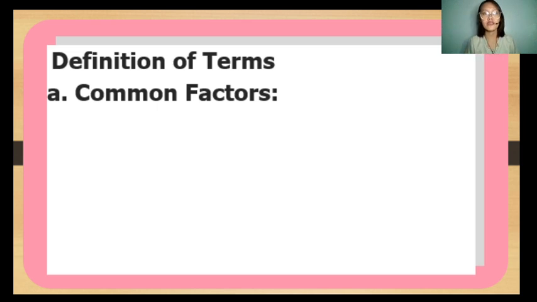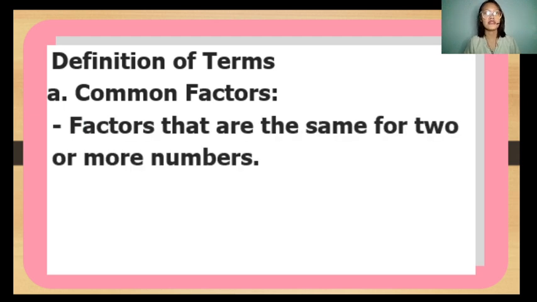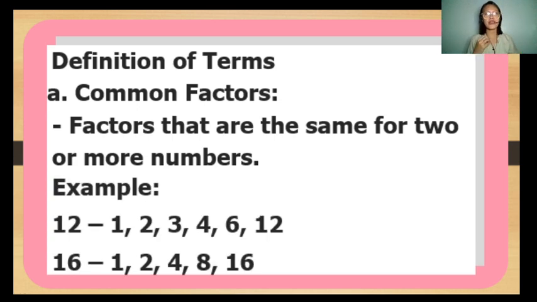So, ano naman po si common factors? So, when we talk about common factors, these are factors that are the same for 2 or more numbers. Kapag nilist natin yung factor ng dalawa or higit pa na number, si common factors daw po, siya yung parehas na nating makikita doon sa dalawang given natin, doon sa dalawa or higit pang number na given natin. Let's have an example. We have 12 and 16. By listing method, 12 has 1, 2, 3, 4, 6, and 12 as factors, and 16 has 1, 2, 4, 8, and 16 as factors.